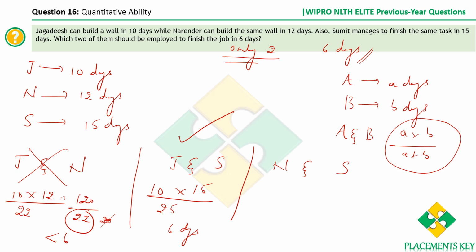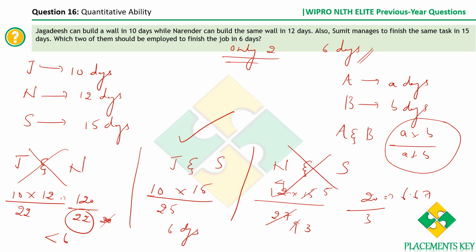Let's check for N and S too. Let's see whether we get 6 or not. N and S. So what is it? It is 12 into 15 by 12 plus 15, that is 27. What is it? 3 9s 27, 3 4s 12, 3 3s 9, 3 5s 15. So what do we get? We get 20 by 3. What is 20 by 3? It is 6.67. So is this 6? No.